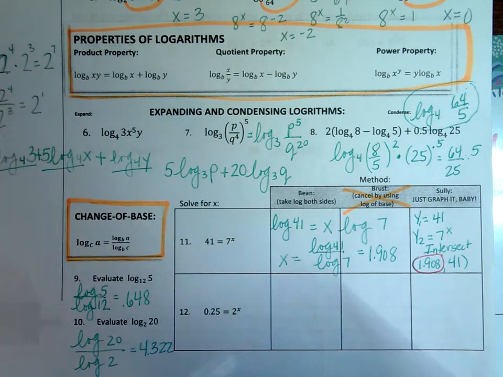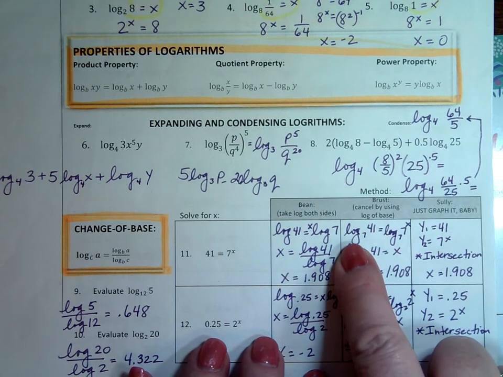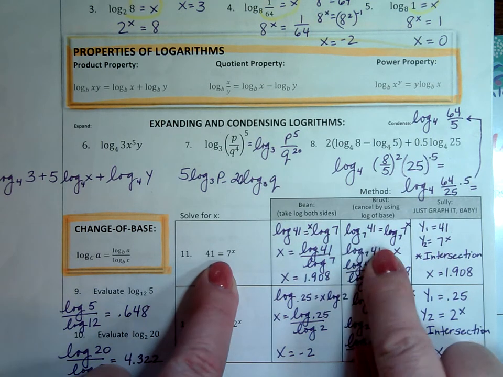All right, let me show you the one we're going to skip. Here's what it looks like. This is Mr. Bruce's way. He takes the log base 7 of 41 and the log base 7 of 7 to the x.